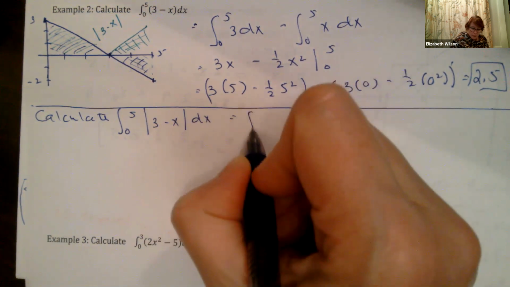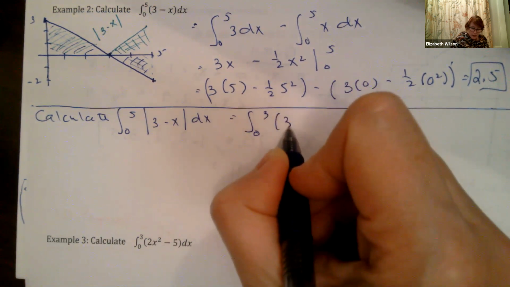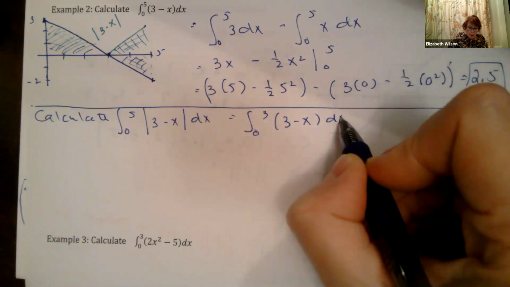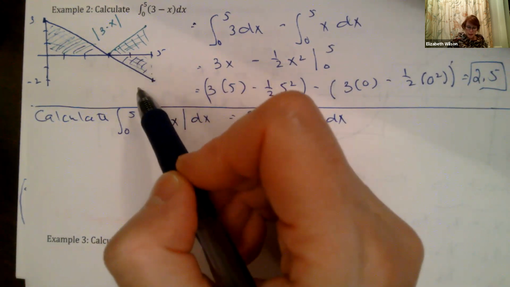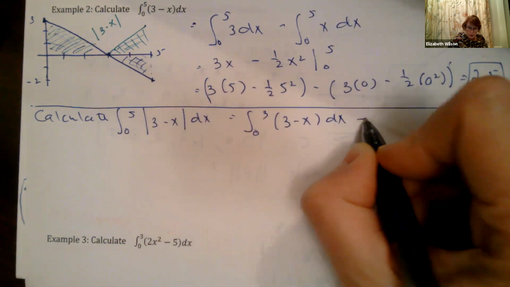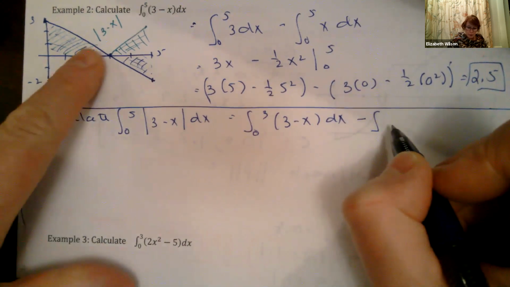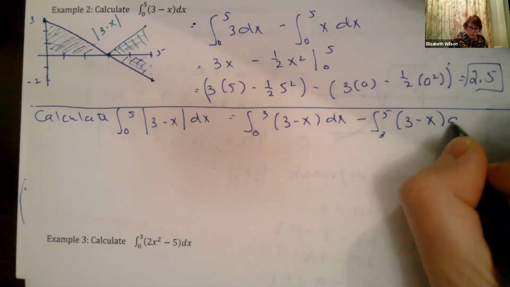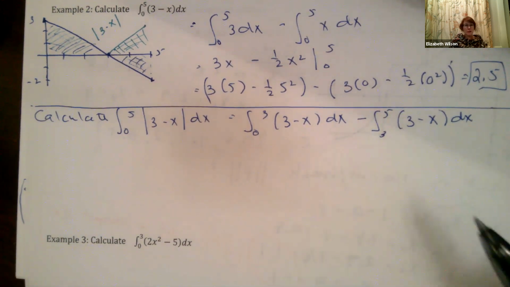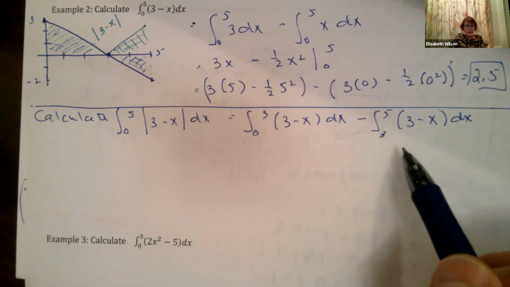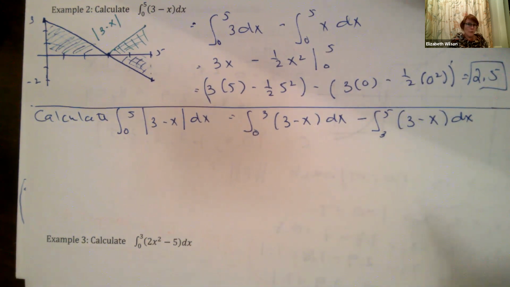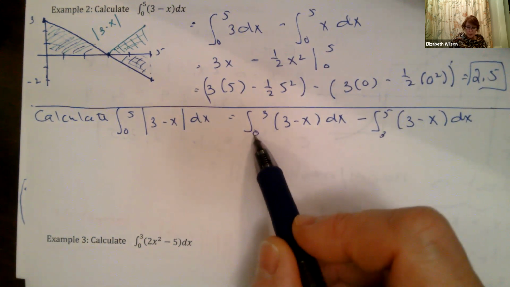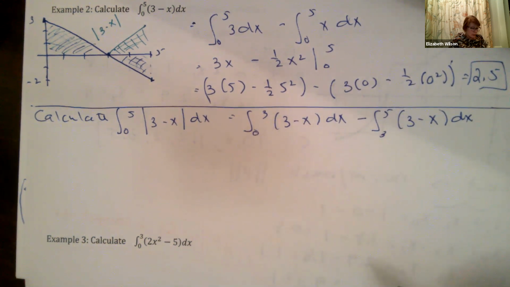So I'm going to go from 0 to 3 of 3 minus x dx. That part's positive. Now, if I want to make a negative number positive, I have to multiply it by a -1. So I'm going to integrate from 3 to 5 of the same function, right? This is taking the absolute value of it, right? I have to figure out the areas that are negative and then multiply them by a -1 to make them positive. Okay, so this is what we're doing. We're breaking up our integral into positive and negative segments, okay?